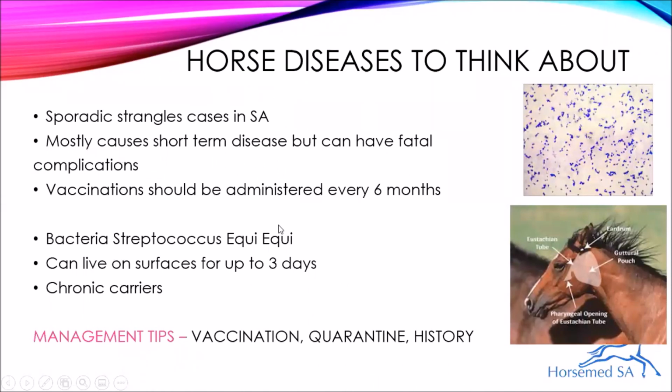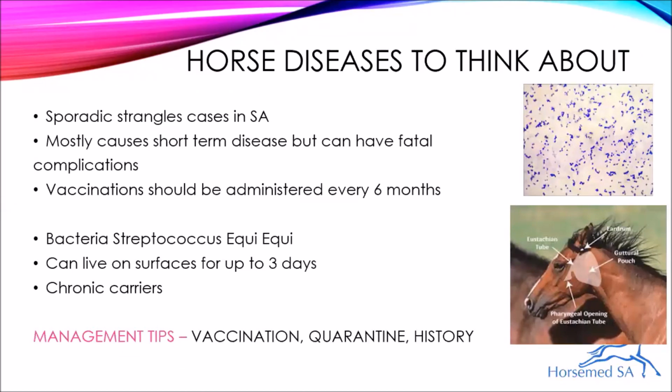Most horses with strangles get short-term disease, they get sick, but they mostly recover from it. It can, however, have fatal complications. We call that bastard strangles, and that's generally where the strangles bacteria spreads to the internal organs. That's pretty serious. Again, if you're sitting there thinking, no problem, my horse gets its vaccinations, it can't catch strangles, unfortunately, the strangles vaccination is one of those vaccinations that is not 100% effective.